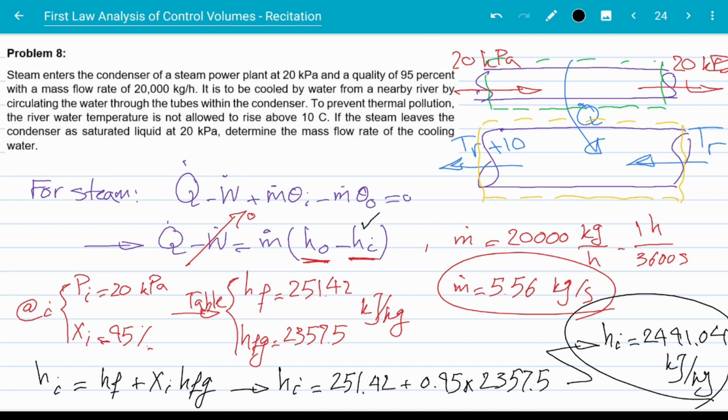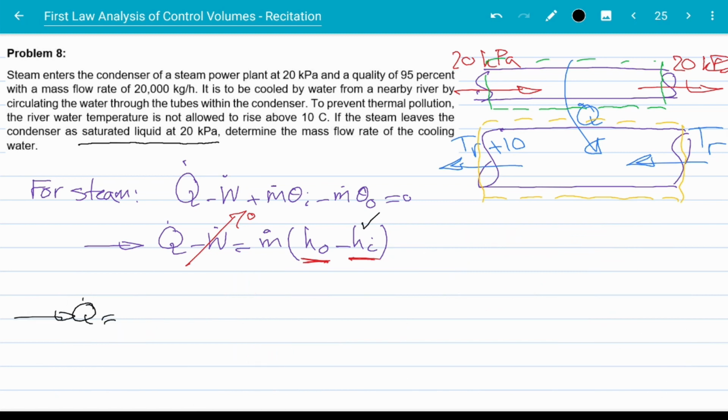How about H of O? Now the problem specifically states that steam leaves the condenser, leaves the heat exchanger as saturated liquid. So H of O is actually H of f at 20 kilopascals. We already have it here. This is H of O. So I have both H of I and H of O. Let's plug them into our first law equation.